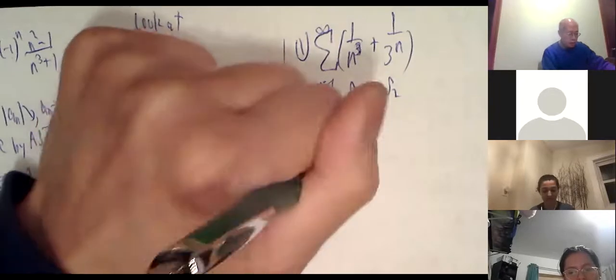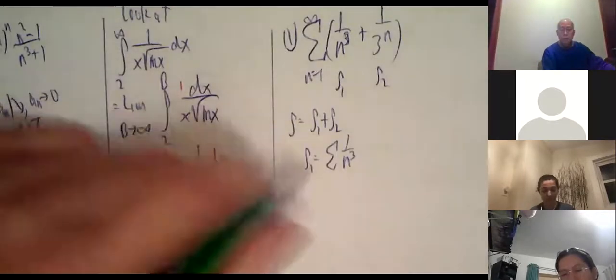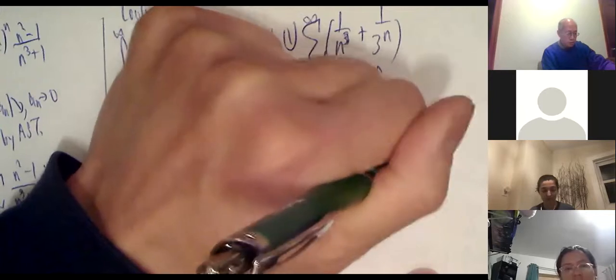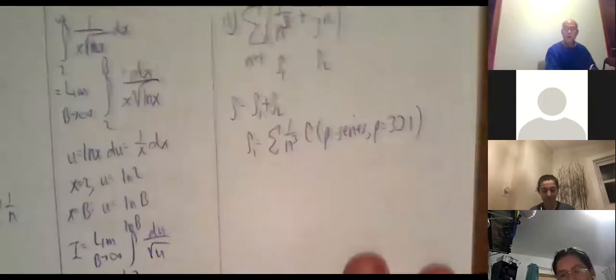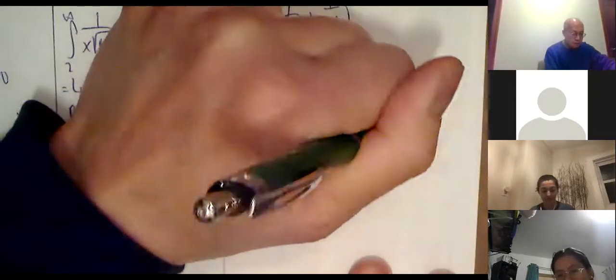So S1 is summation 1 over n cubed. So right away, that converges. The reason is because it's a P series with P equal to 3. And the key thing is that it's bigger than 1. P is 3 and it's bigger than 1.